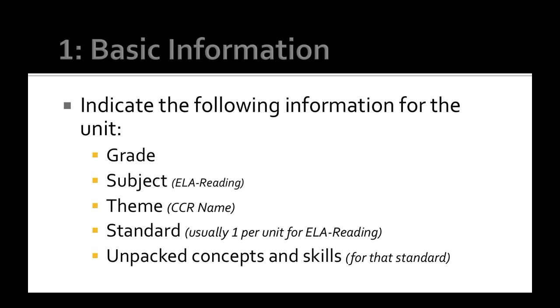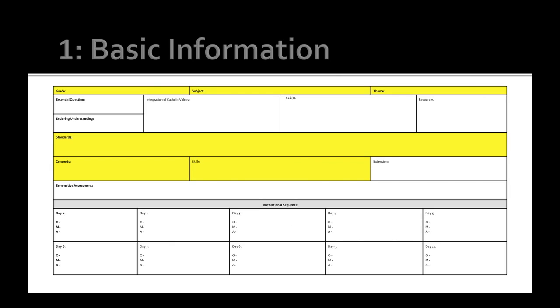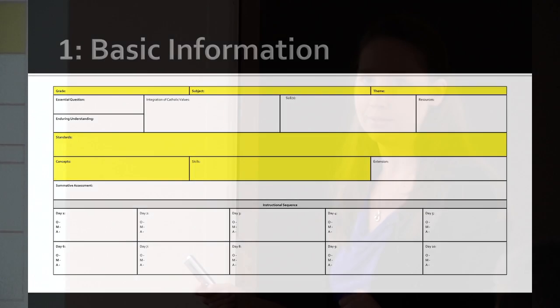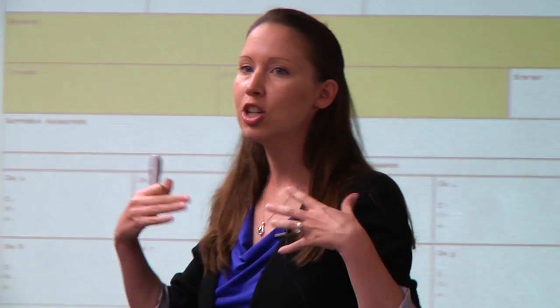And finally, for the standard or standards that you chose, look at your unpacked document and cut and paste the unpacked concepts and skills into this. When you fill it out and look at your sample, these pieces highlighted in yellow are the sections you're looking at. You get to fill out that much without thinking. Maybe without thinking isn't quite the right description, but there's a good chunk of information that can come straight on there. So take a minute and find that.